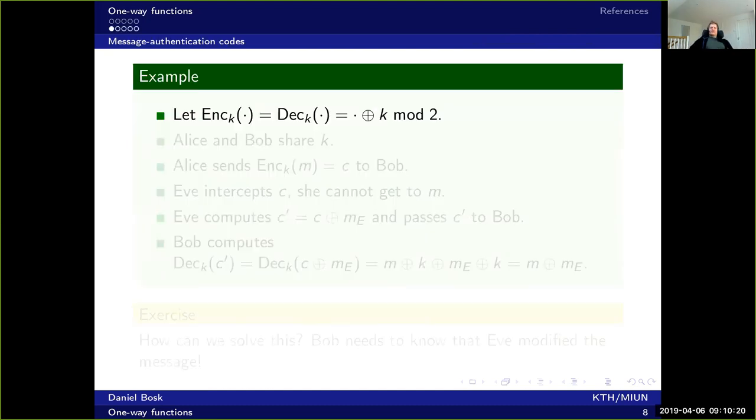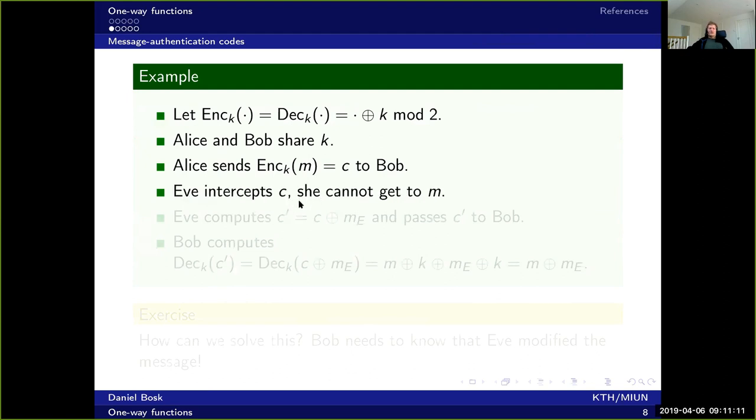So message authentication codes can be constructed using these hash functions. And we will look at one example here of why we need message authentication codes. So let's say that we have the one-time pad. So encryption is the same as decryption, and it's whatever bit we want to encrypt XORed with the K, so that is plus K modulo 2. And let's assume that Alice and Bob share some secret K. Then Alice encrypts the message M under this key, and she gets the ciphertext C, and she sends that to Bob.